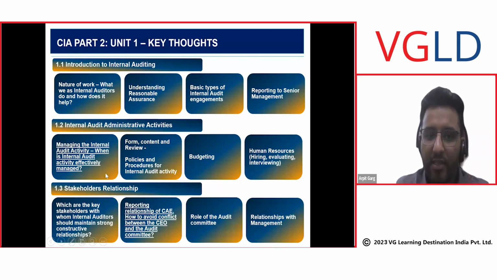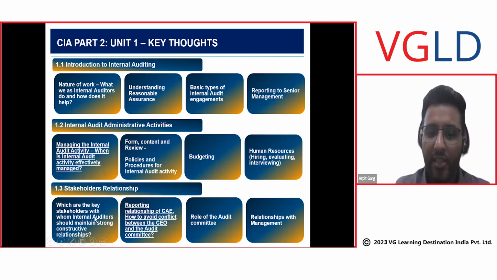Out of all of this, if you see, this is underlined, which means this is very, very important for the examination. When is internal audit activity effectively managed? What are the key things that we need to remember for the examination? It's very, very important. This is probably a topic that would be repetitively asked in the examination, so we'll have to learn and remember it.